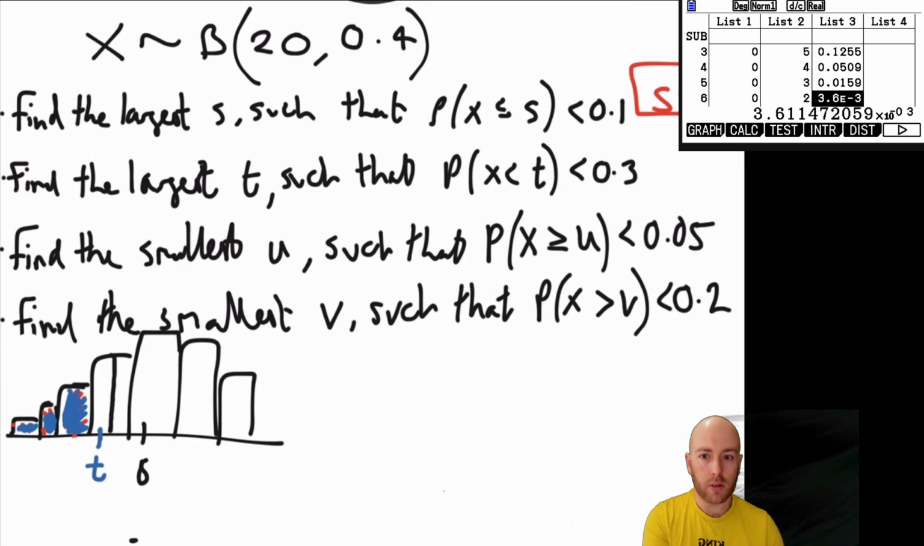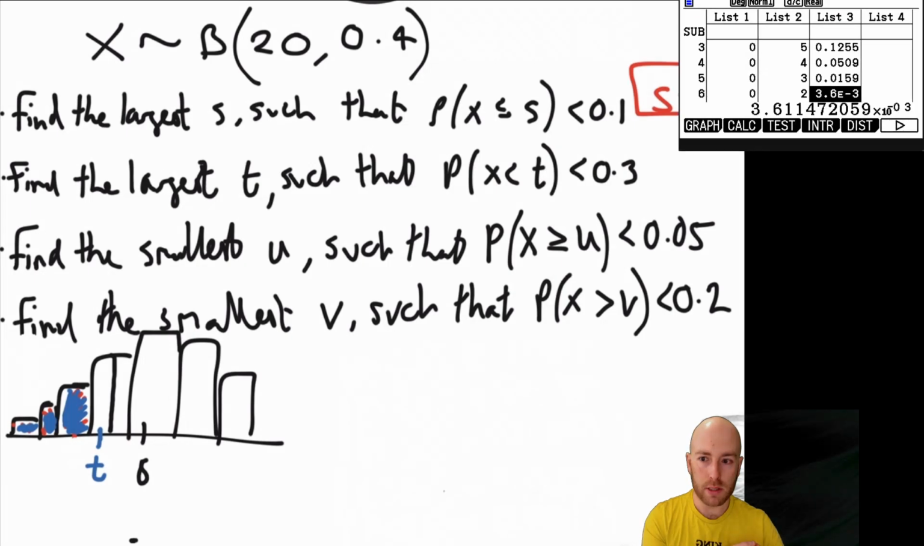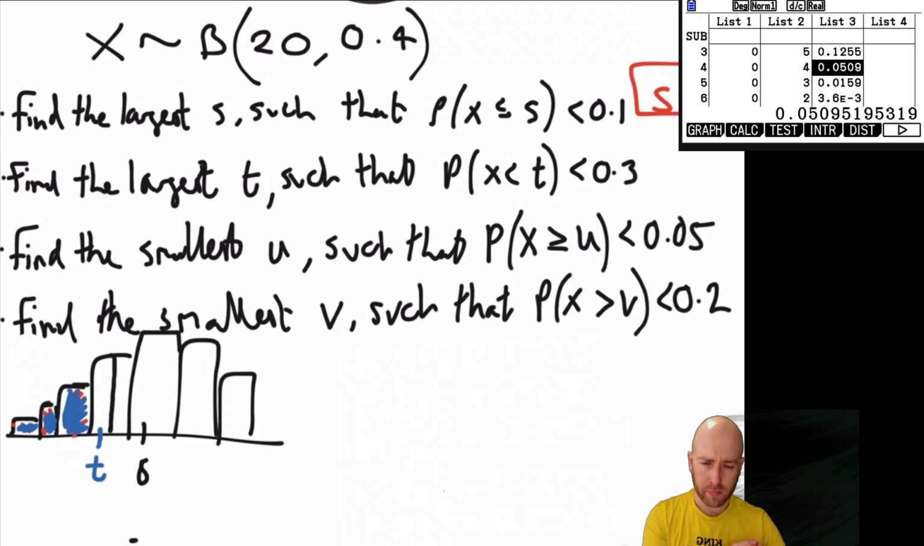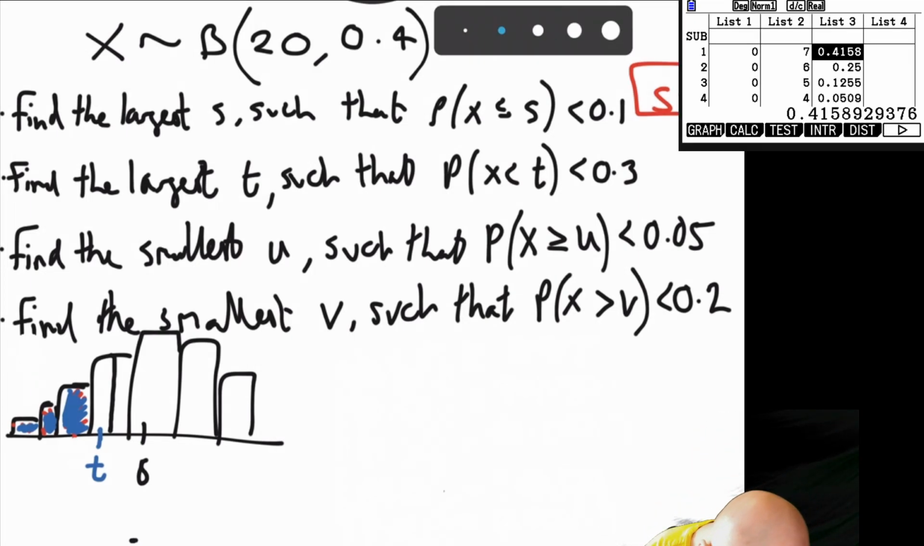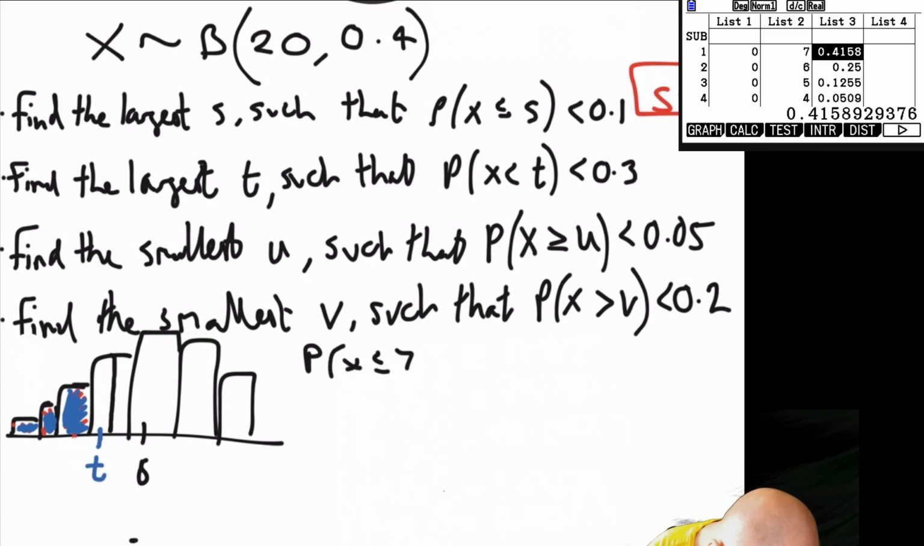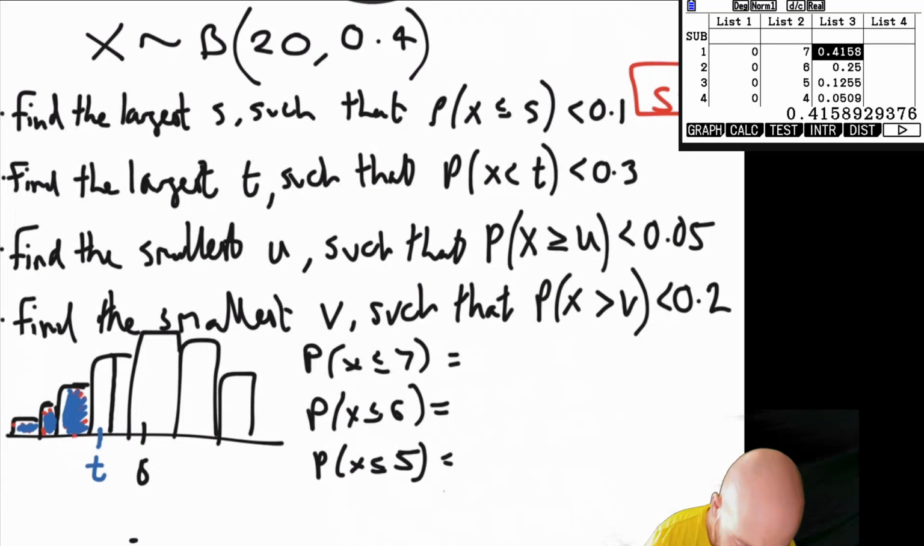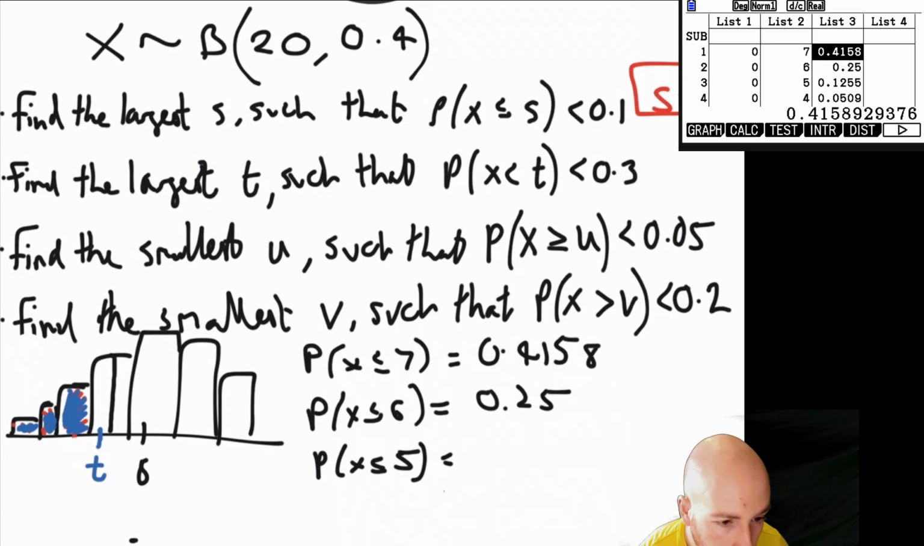Okay, so let's do it again. We're going to look through our table. Because I've already got the calculator up, we might get away with just reusing these values. We want to look for 0.3. There we go. So I'm going to copy down 7, 6, and 5. Probability x is less than or equal to 7, 6, 5. So 7 is 0.4158, 6 is 0.25, and 5 is 0.1255.